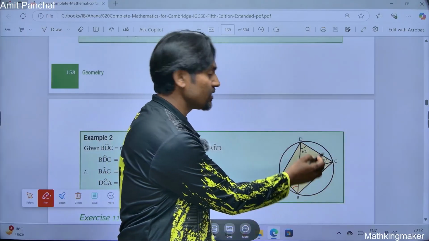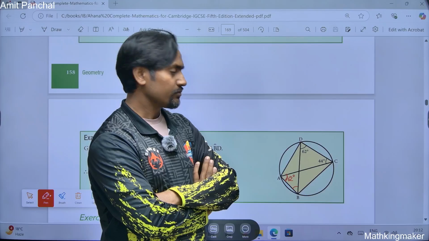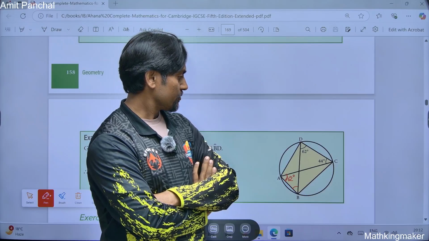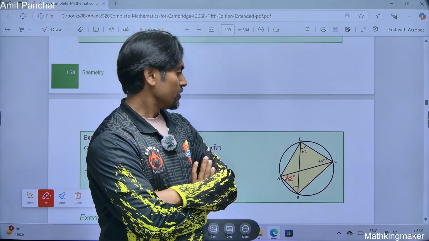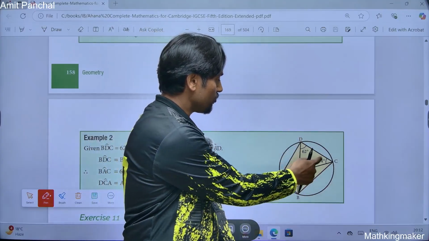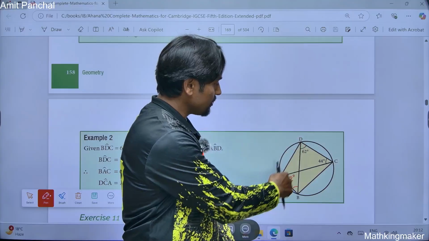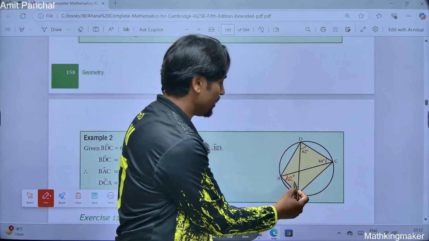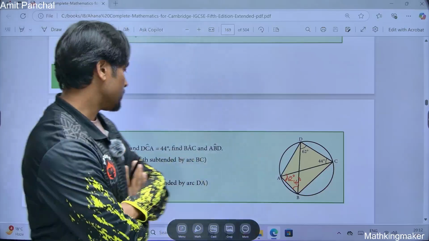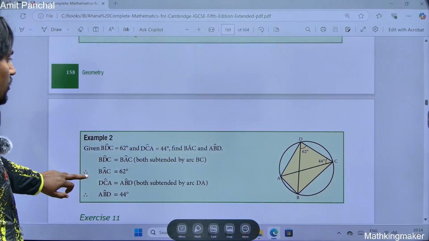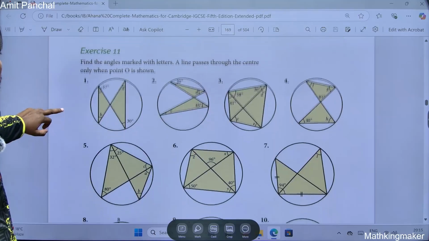Now use the same concept with 44. Who is making 44? AD. So your AD is making 44. Okay. So AD is also making that angle, that will also be 44 degree. Understood? Like this, you can find out the angles. So these two theorems can be used to find out the angle. Now this is exercise 11.